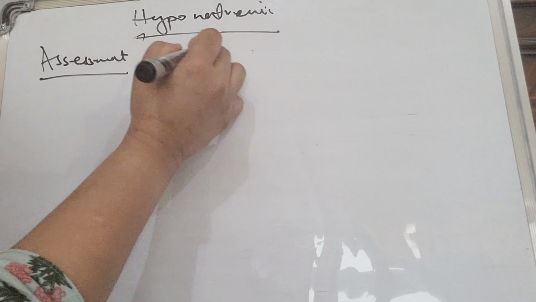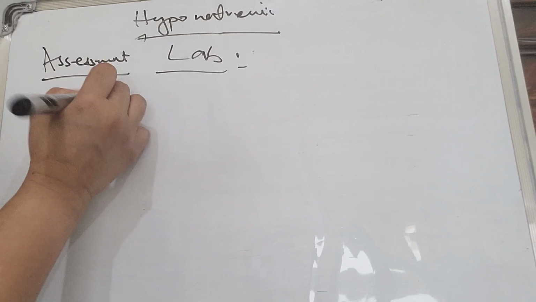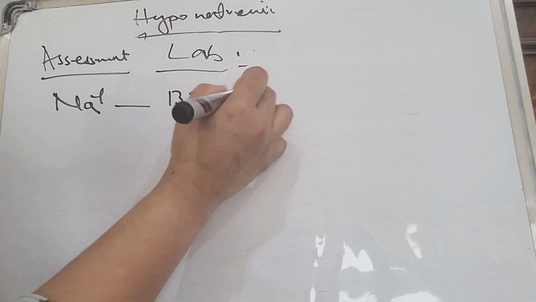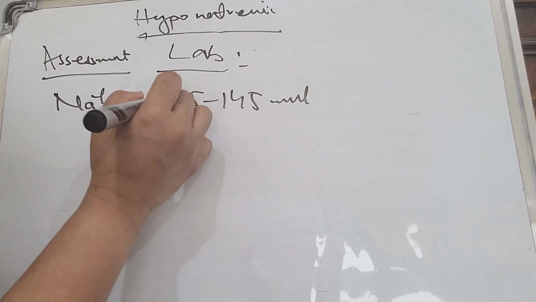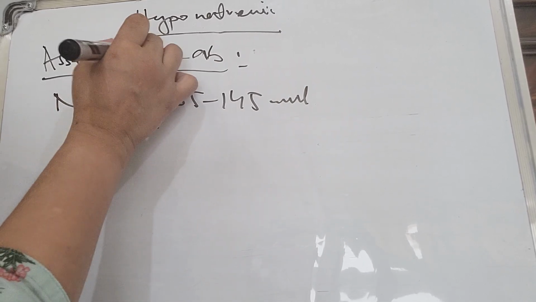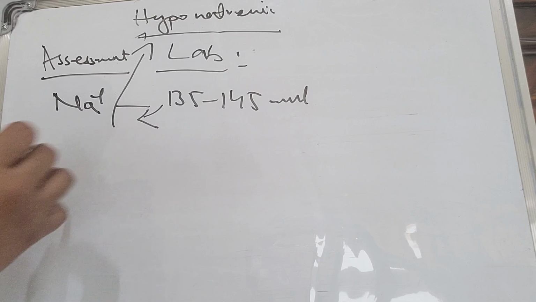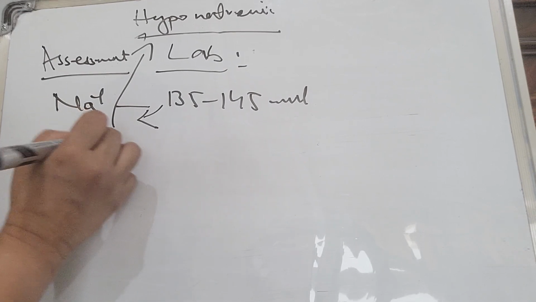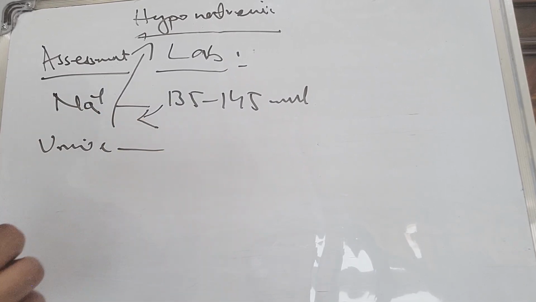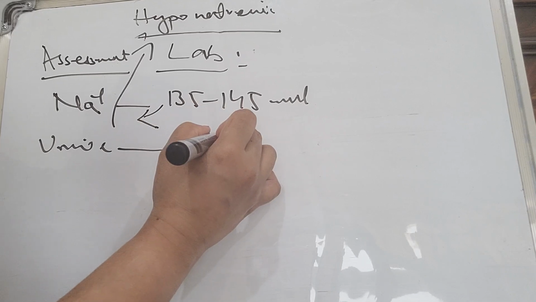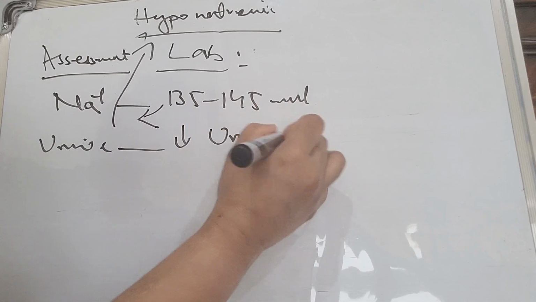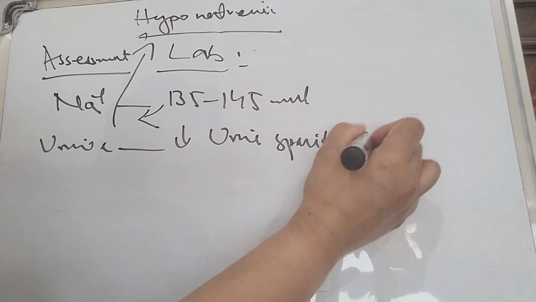What lab test will we do? The lab, of course, we will check the sodium level. It should be 135 to 145 millimoles. If it is less than 135, it means the patient has hyponatremia. And we will check the urine. In the urine, what will happen? Decreased urine specific gravity.